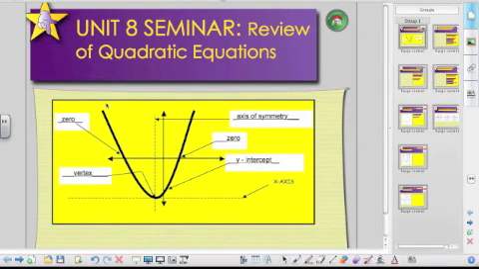So this is a Unit 8 seminar on factoring quadratic equations.